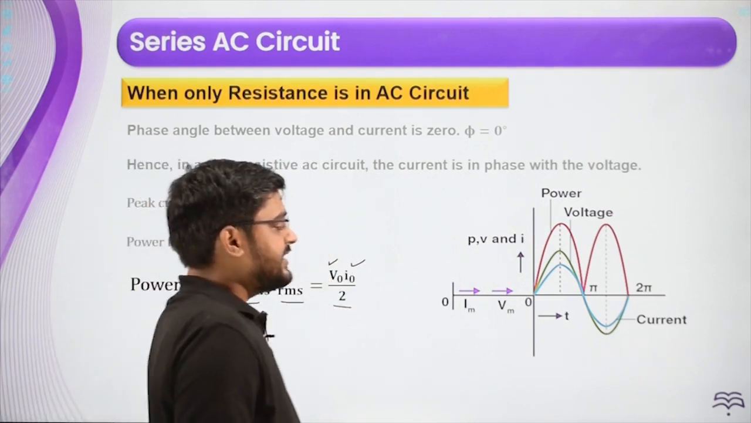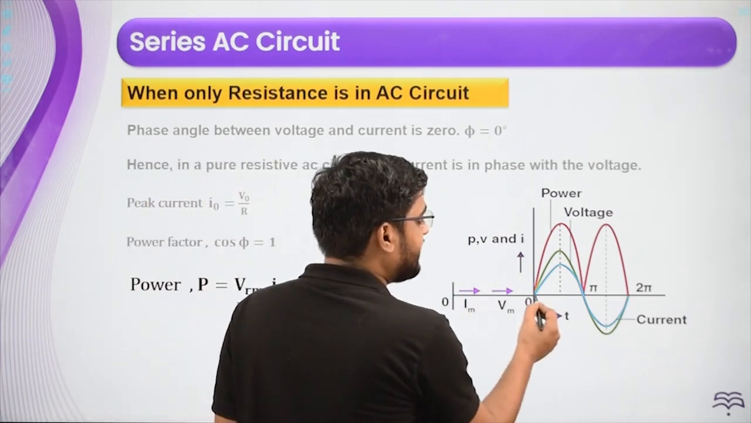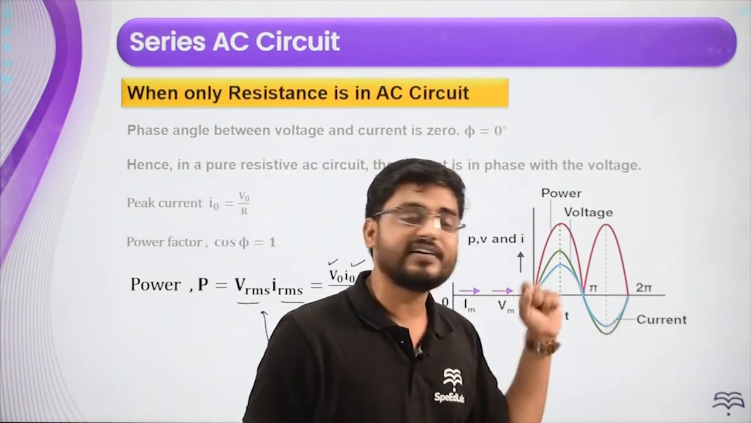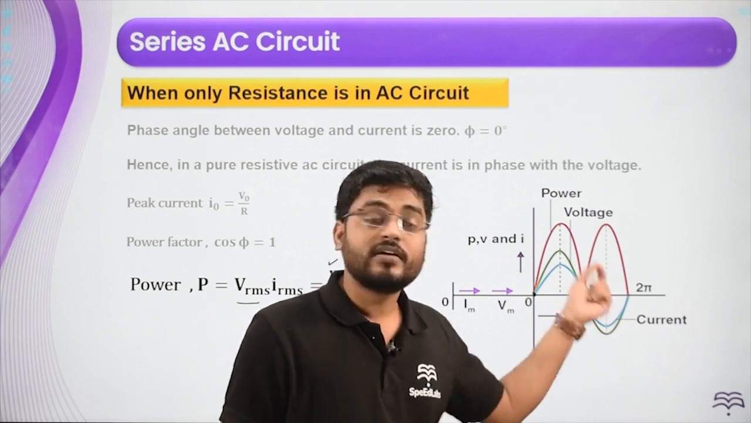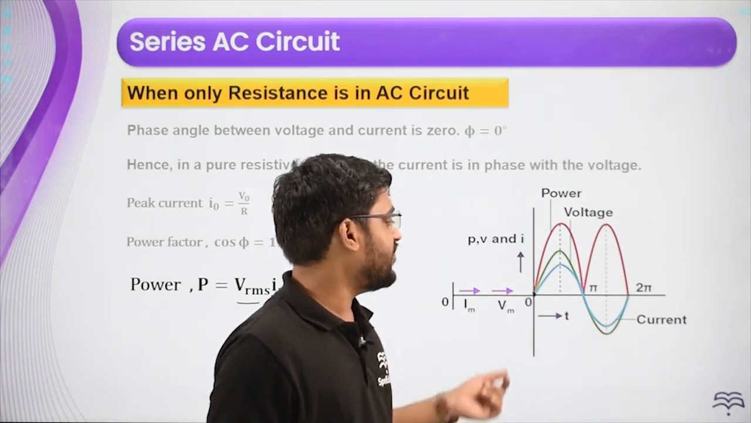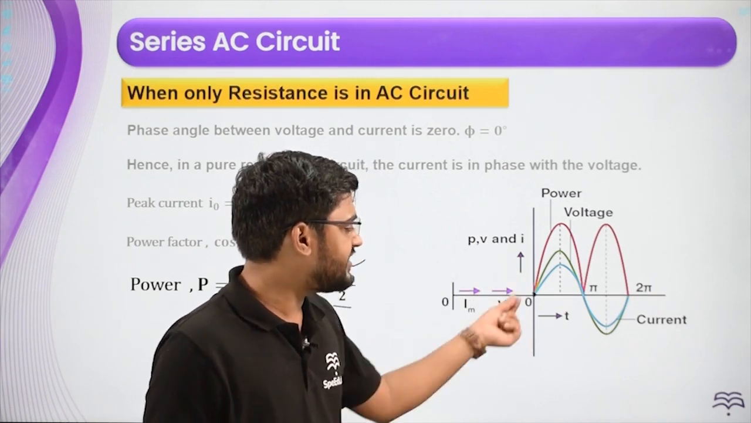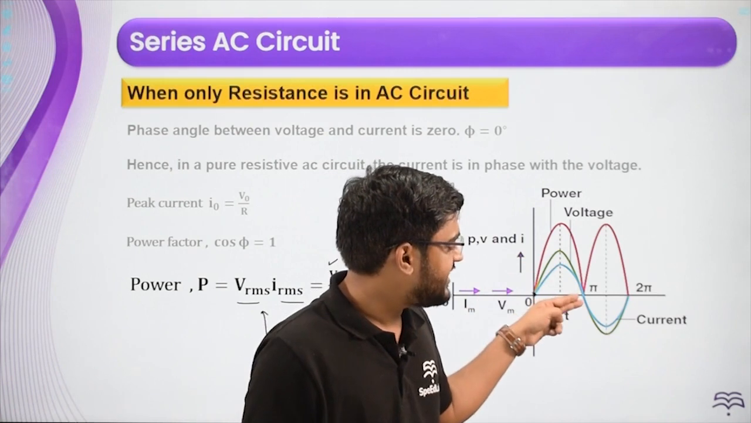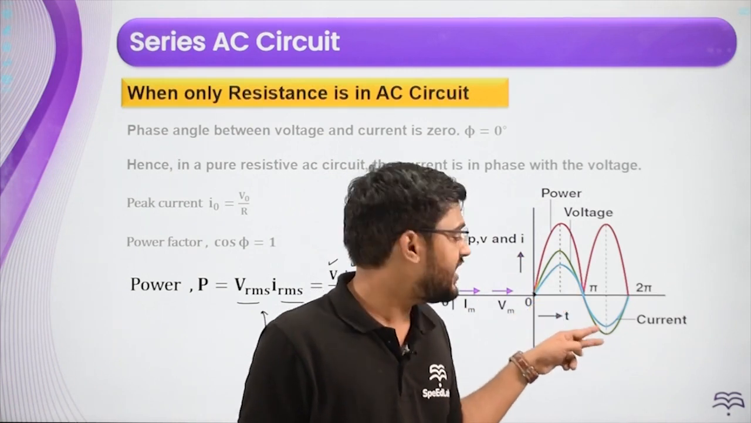And if you see, phase difference is 0 literally means that both are simultaneously 0. Here the blue one is the current and the green one is the voltage. So if you see the voltage and the current, both are simultaneously 0, simultaneously maximum, simultaneously again 0, simultaneously the other way around, and simultaneously 0.